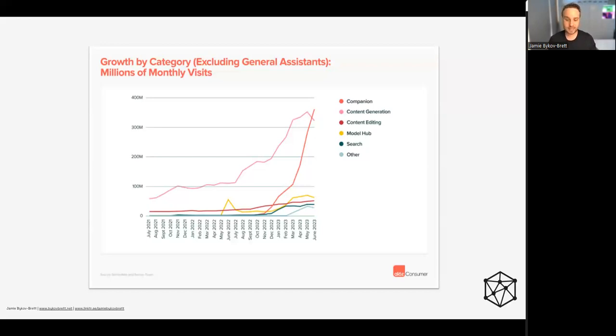And what we're seeing is that this is much more true when we're looking at a younger generation as well. The biggest users of things like Character AI, which is one of the biggest companionship AIs, is a younger audience.